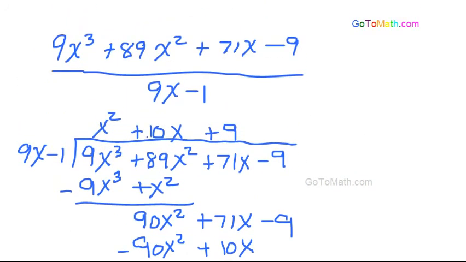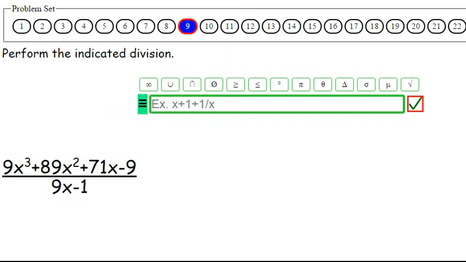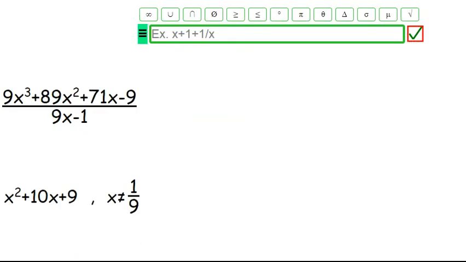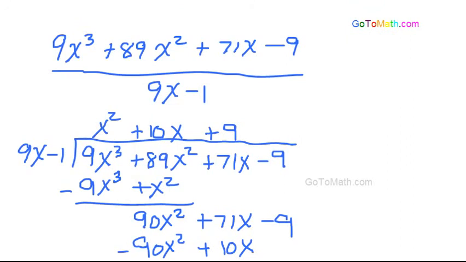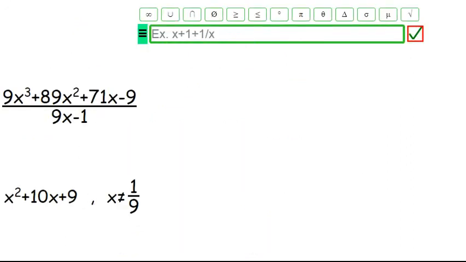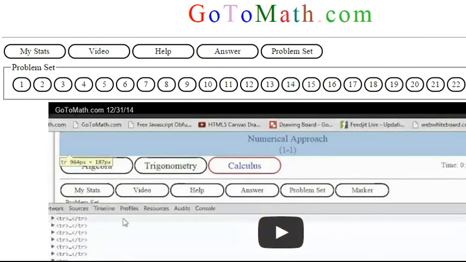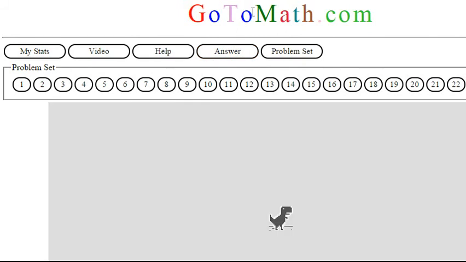Okay, so it looks like it's going to be x squared plus 10x plus 9, and probably 1/9 is what makes the bottom 0. x squared plus 10x plus 9. Yep. Okay, there it is. That's 9.2. See you in 10.1.